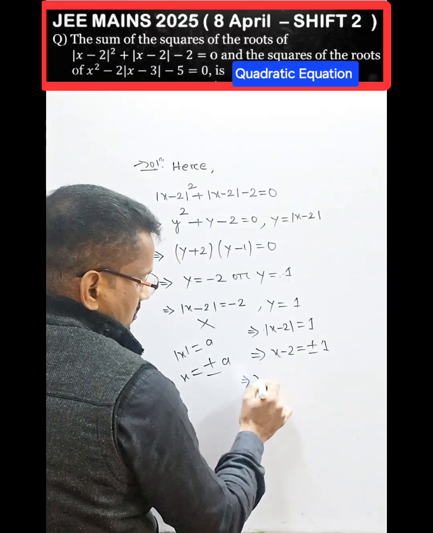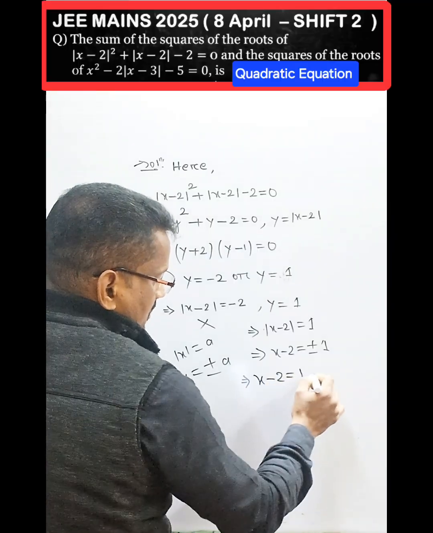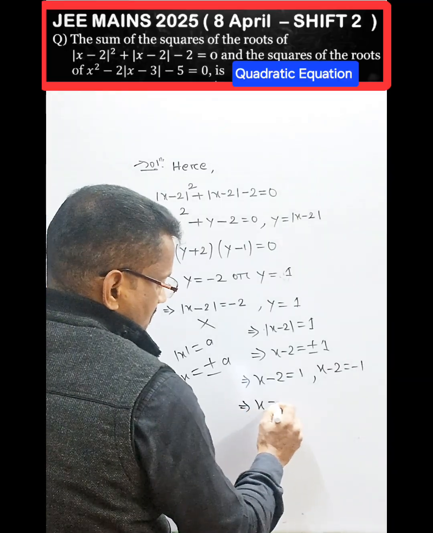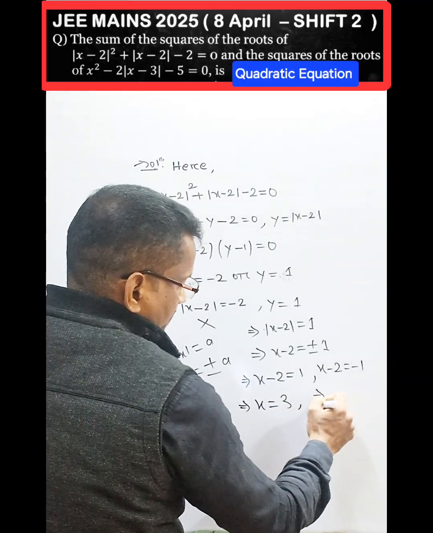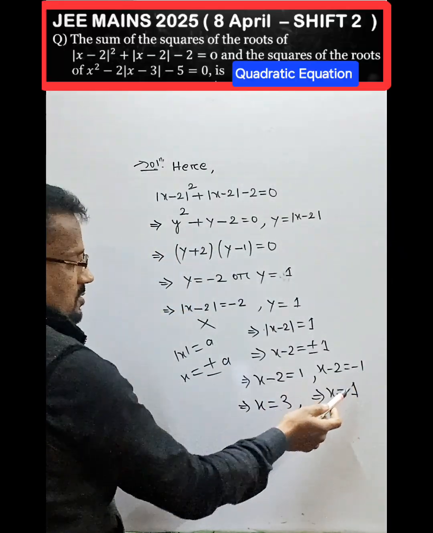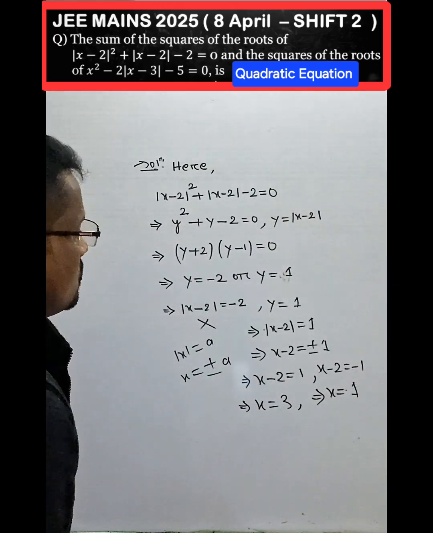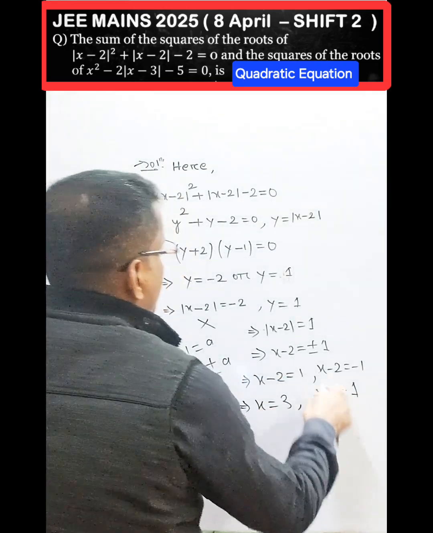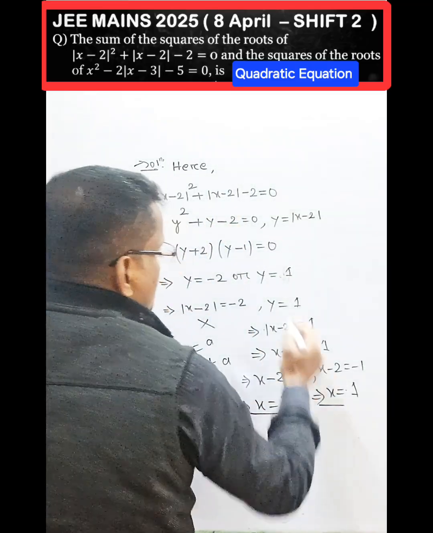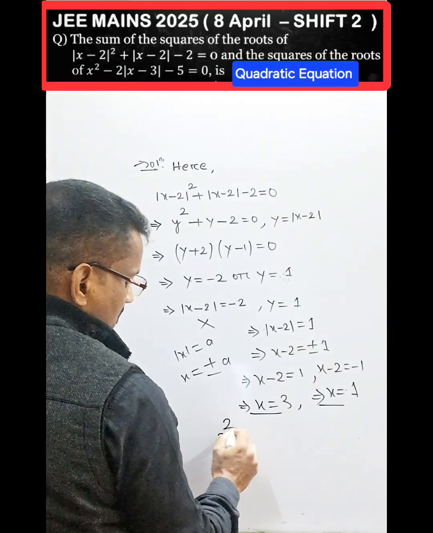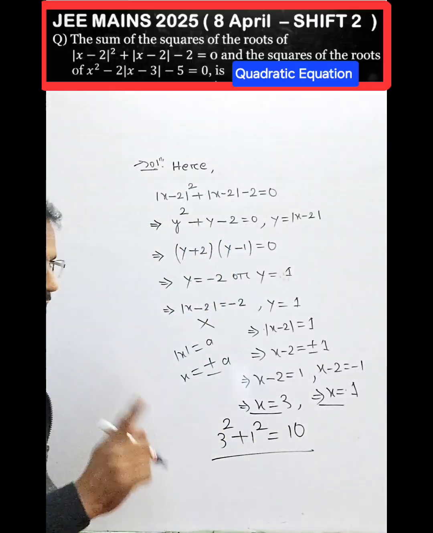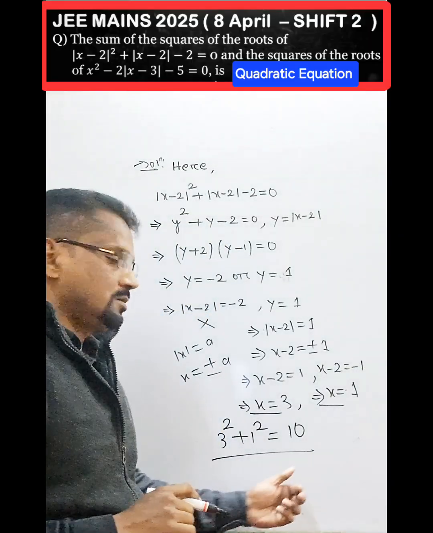Now there are two equations, x minus 2 equal to 1 and another, x minus 2 equal to negative 1. From here x equal to 3, and x minus 2 equal to minus 1 gives x equal to 1. So two roots we obtain, one is 3, another is 1, after solving this equation. The other one is not acceptable. That's why these are the two roots. So here we can find the sum of squares, 3 squared plus 1 squared, that is nothing but 10. So from the first equation, the sum of squares of the roots is 10.